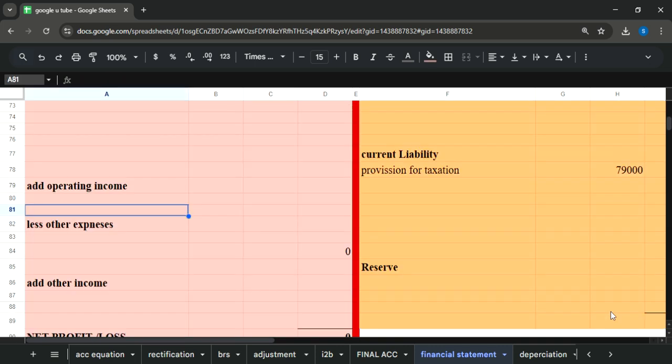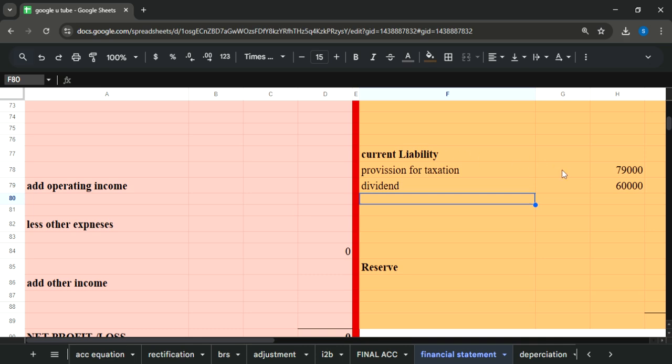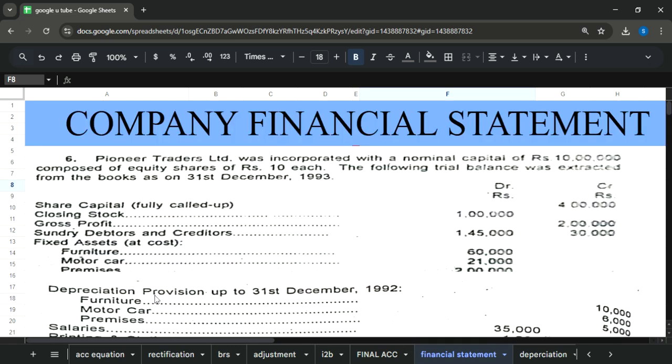First effect is completed. Now you will go to current liability and here you will mention dividend. 60,000 we have just calculated, mention it in front of dividend. Here you can see 60,000 and 60,000. So both dual effects are completed. So guys, you have seen that 1, 2, 3, 4, this was the fourth adjustment and we have entered all 4 adjustments, which means we can now focus upon entering elements of the trial balance into our financial statement.